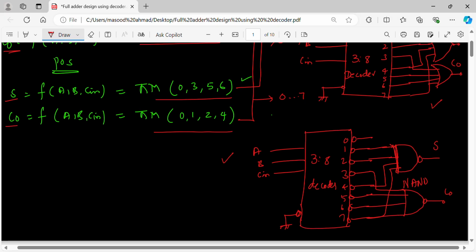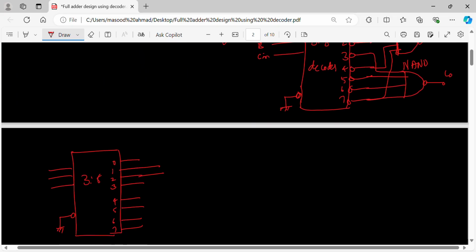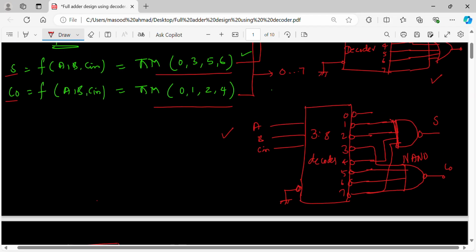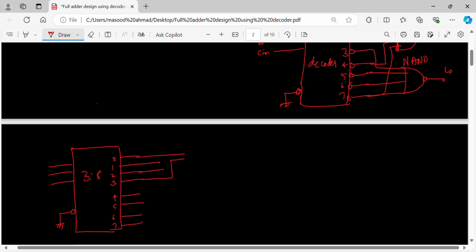So if it is a POS, it is 0, 3, 5, 6. So 0, 3, 5, 6, I need to take 0, you take 3, then 5 and 6. What I need to do is OR them. Okay, OR them. Then what you are getting is min terms, but what I want is max terms. So put a bubble, then this is your sum.